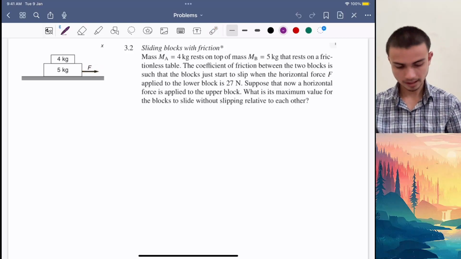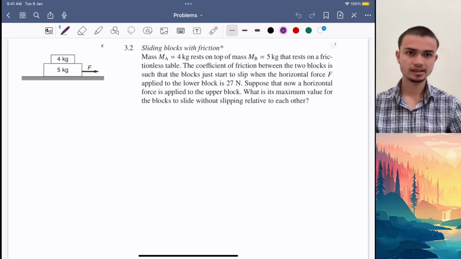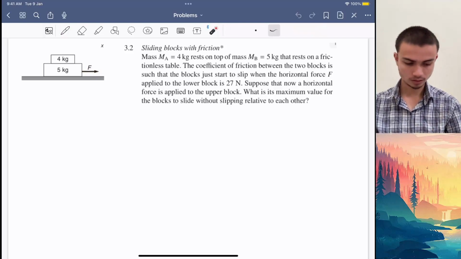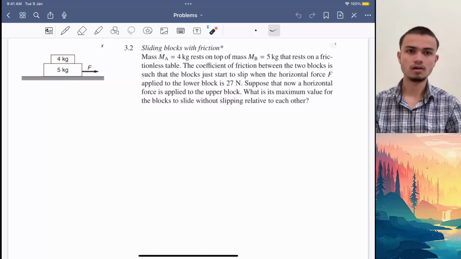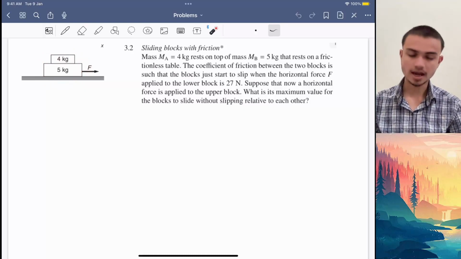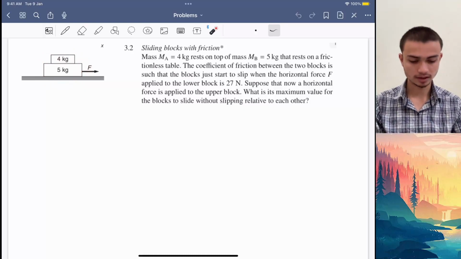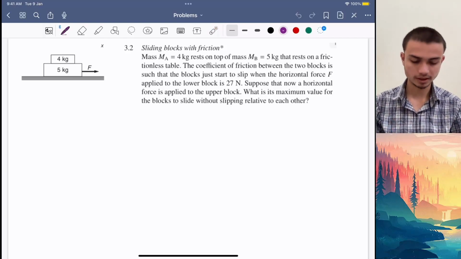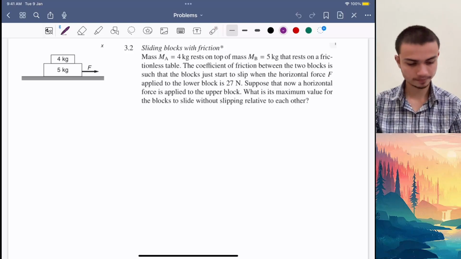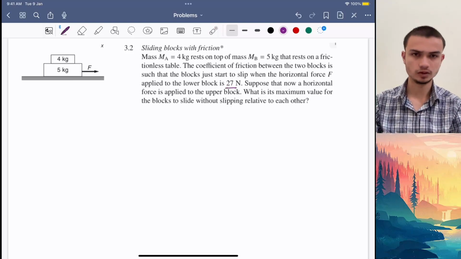The amount of F applied is such that they both slide together, not like the 5 kg one slips out of the system. So they actually move together, they slide together. And for the whole system to slide together, the force is 27 newtons.